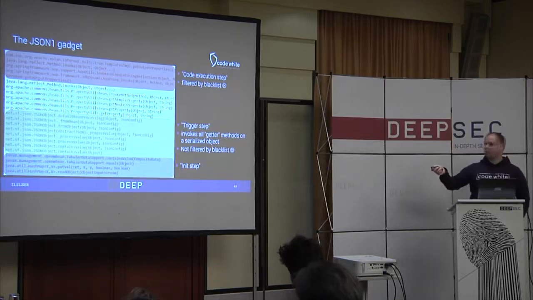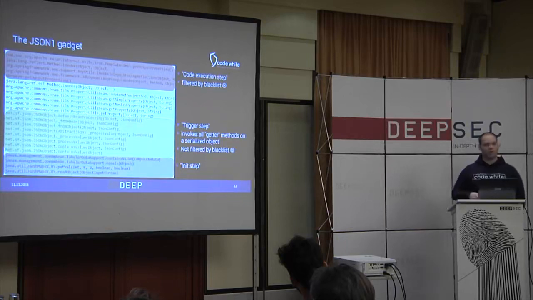And only this one is blocked here. And this is still working. There's no blacklist filter for that. So I thought, okay, let's find a class which gives me remote code execution by calling a getter method.